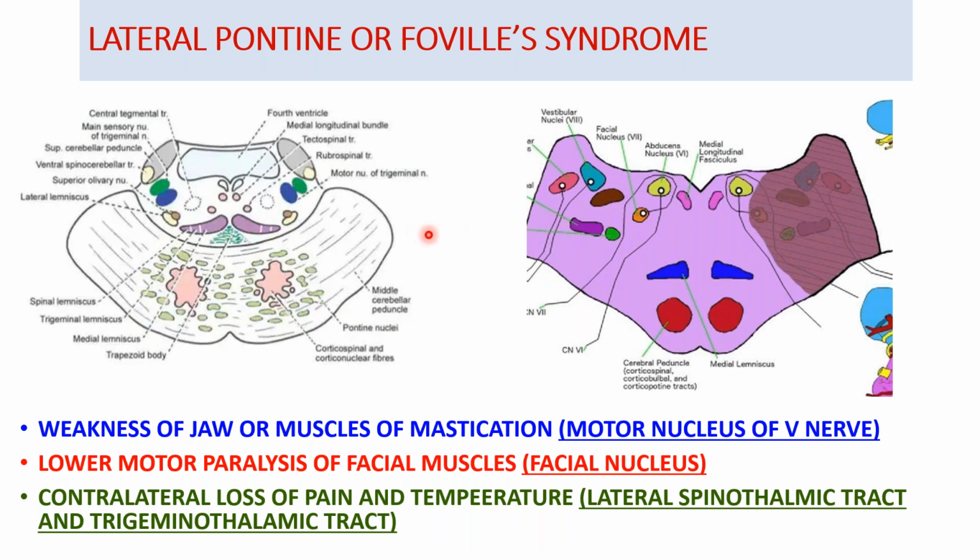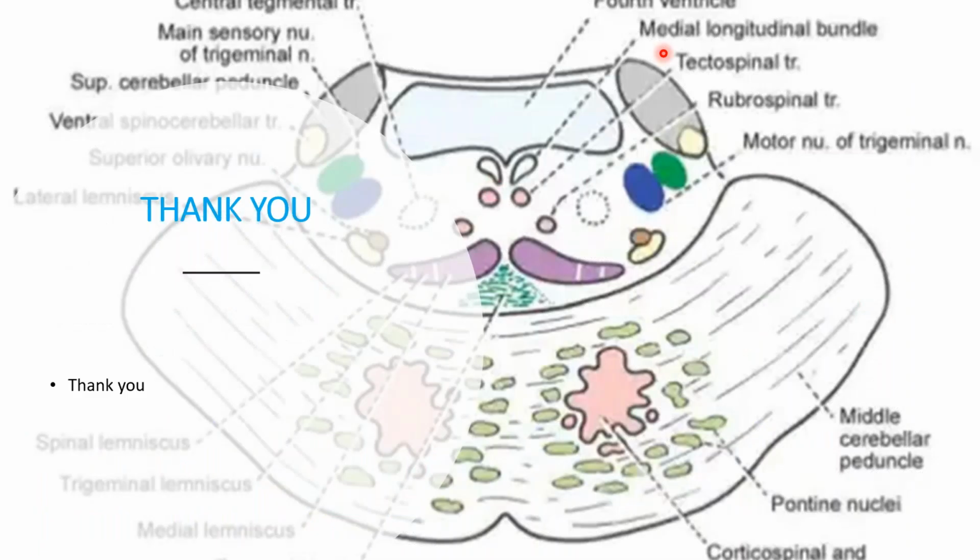These two syndromes should be clear to you. Before you analyze these syndromes, the cut sections should be clear. So you should draw these two sections: at the level of the upper part of the pons through the trigeminal nucleus level, and through the level of the facial colliculus, that was the lower part, passing through the lower part of the pons.